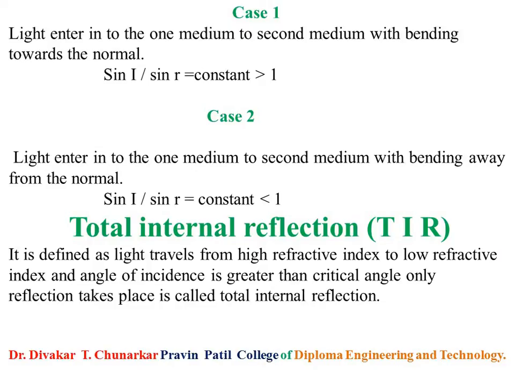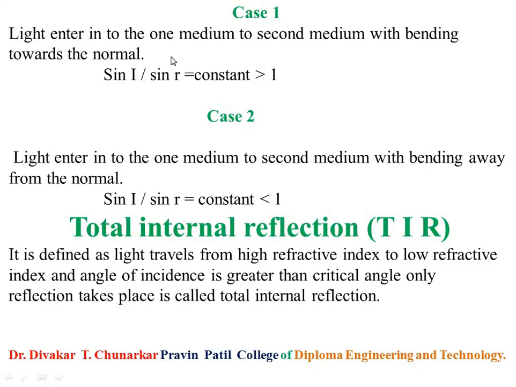In Snell's law, there are two cases. Case 1: light enters from one medium into a second medium with bending towards the normal, that is, sin i upon sin r equal to a constant less than 1. Case 2: light enters from one medium into a second medium with bending away from the normal, so sin i upon sin r equal to a constant greater than 1. These are the two cases. Both cases are very important for your examination.